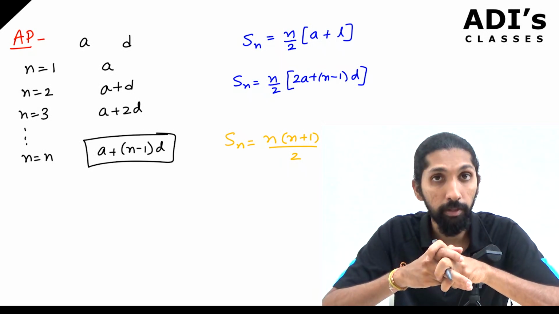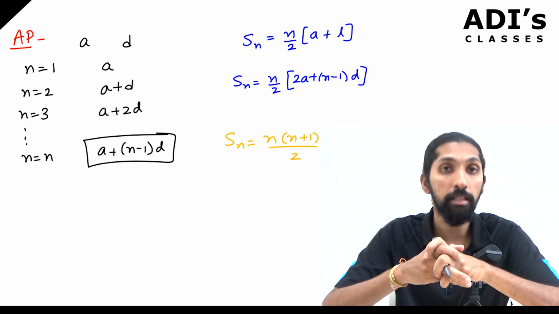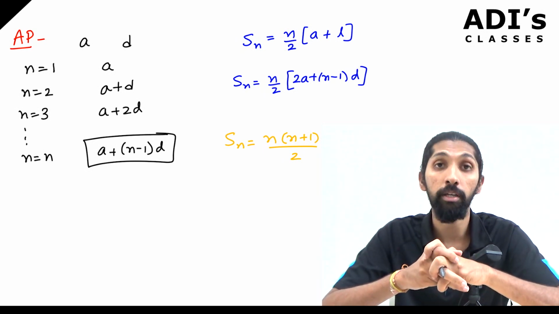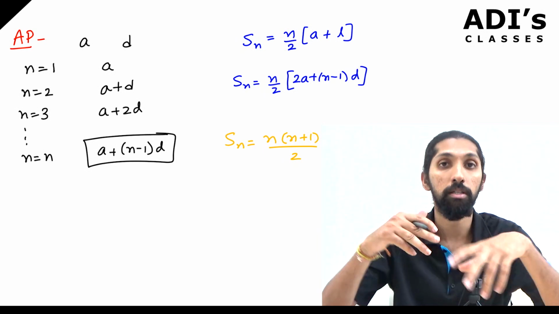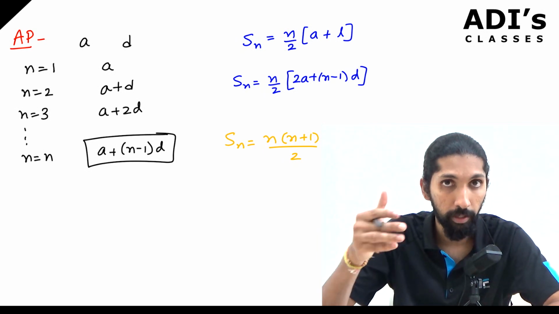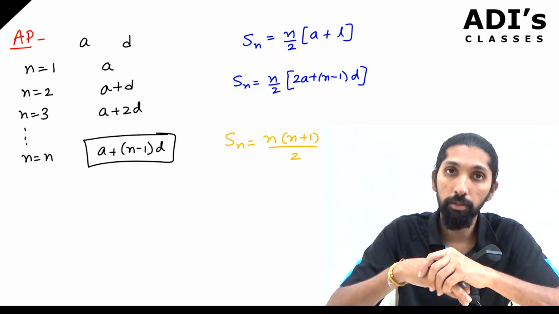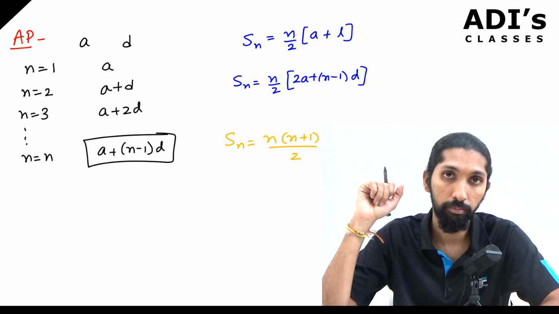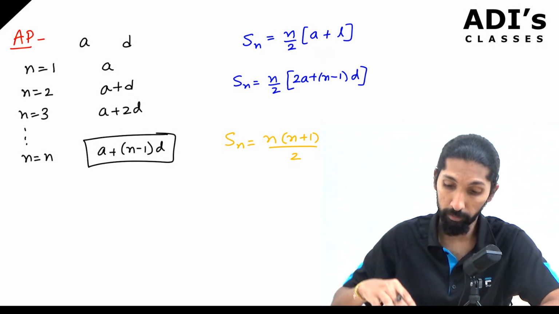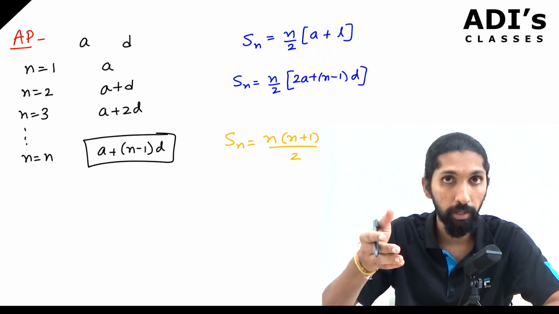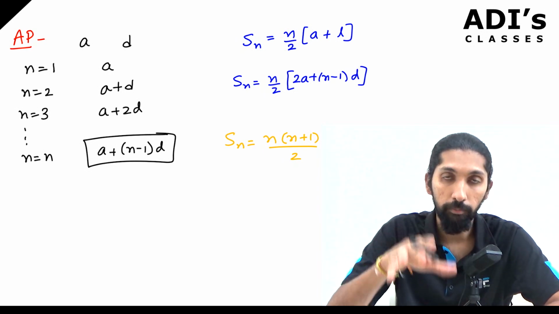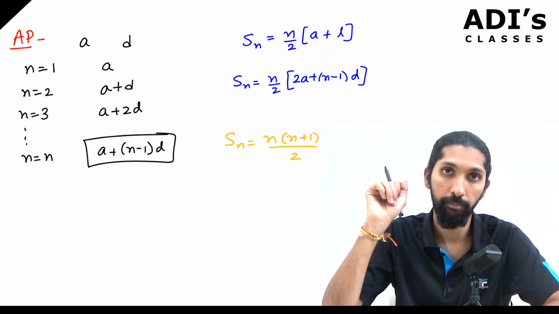Sum to n terms of an AP you have solved. Nth term of an AP you have solved. All these formulas you have already used. So just a quick recap of whatever we have done, we are going to solve problems on whatever formulas you already know. And using the formulas we have right now on the screen, we are going to solve problems now.